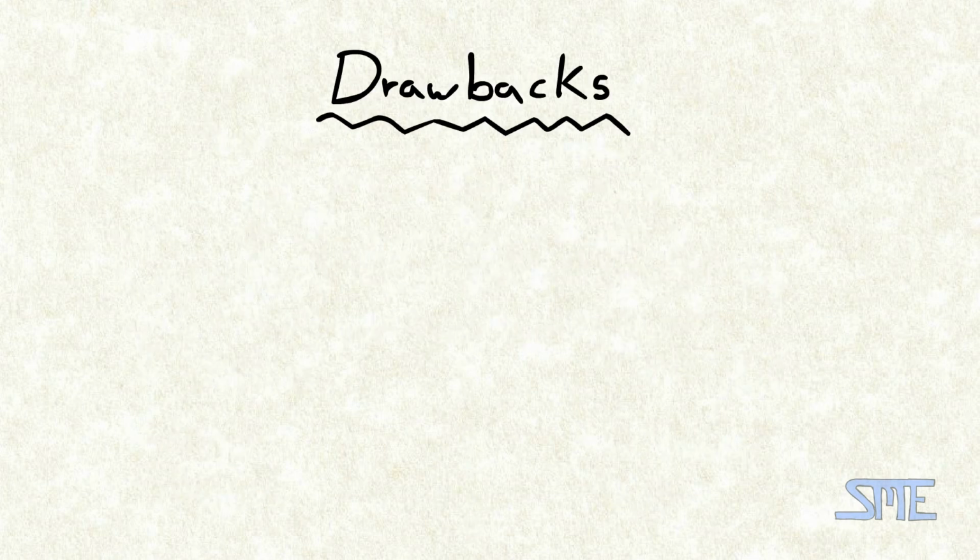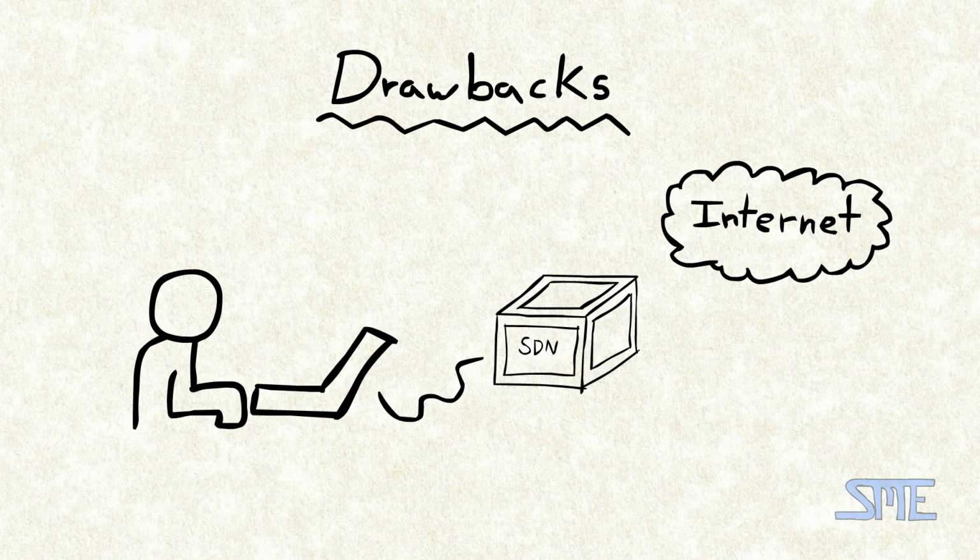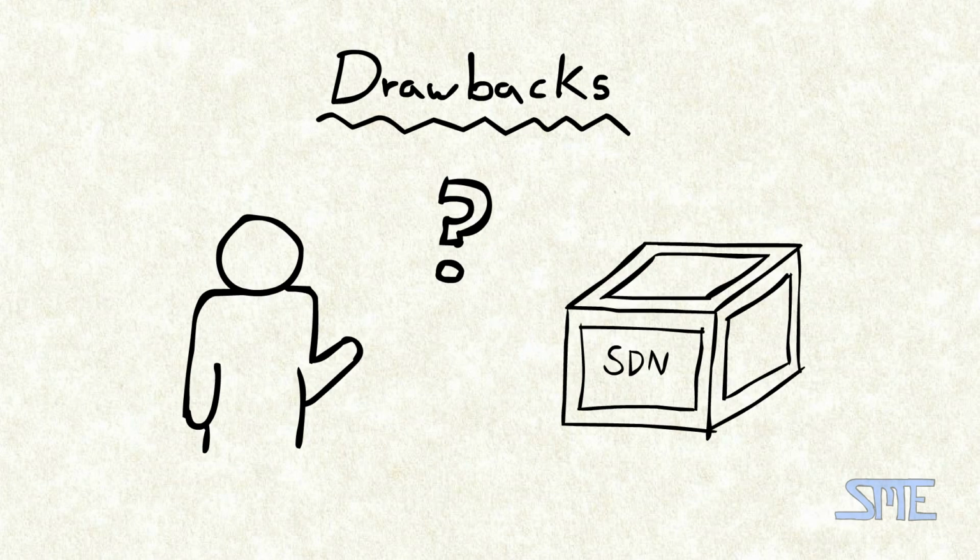Drawbacks of SDN. Because all network functions are located within the one box, if this box crashes, then the network itself is also down. Another potential risk comes from misconfiguration of the devices. It's very easy to misconfigure the architecture. This could cause a serious security problem.